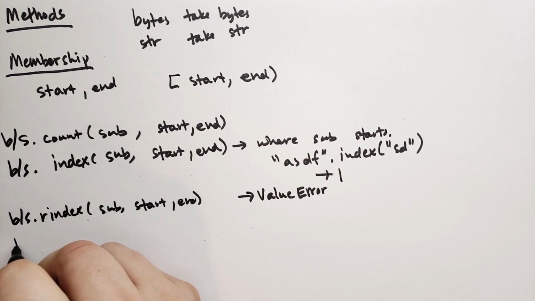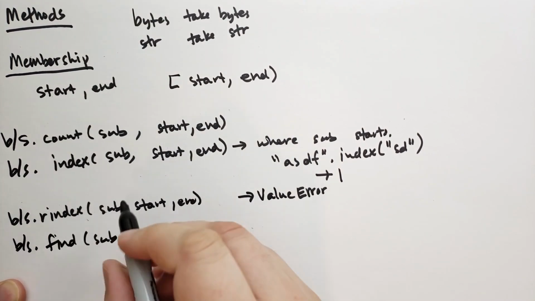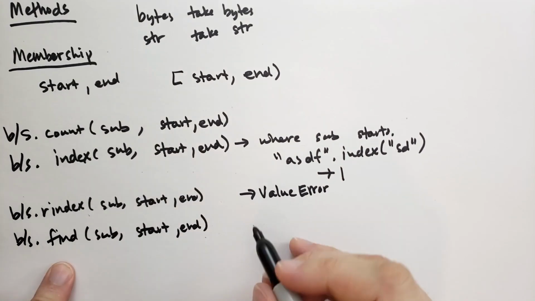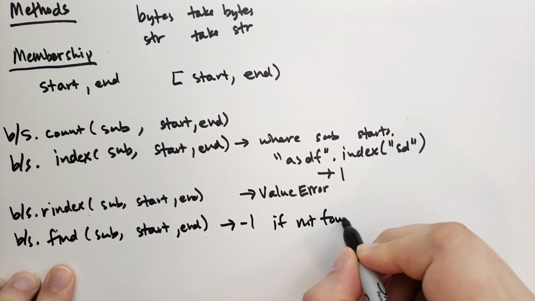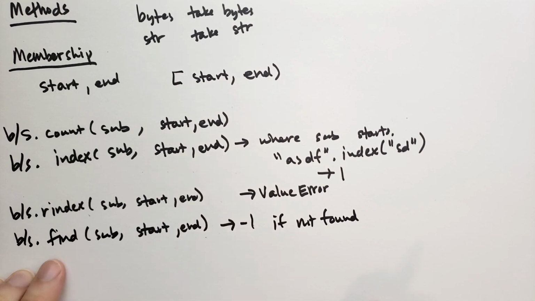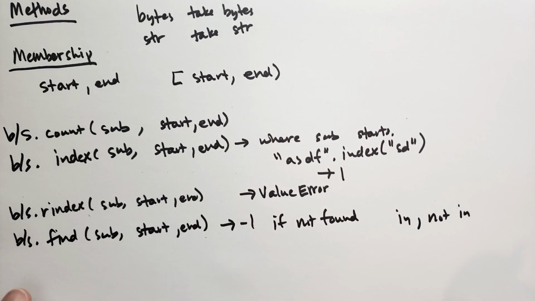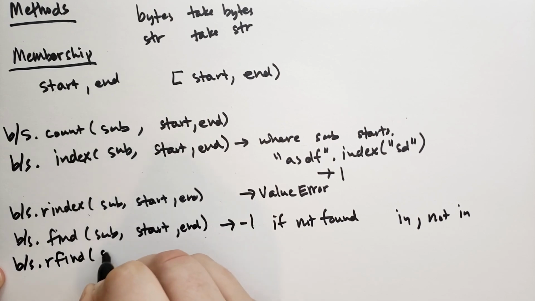There is also b/s find. You're looking for substring, start and end. The difference between find and index is this will return -1 if not found. It won't raise an exception. Some people use find to test to see if the substring is inside of the string, but that's really not proper. You should use in or not in instead. But if you really want to, you can go ahead and use this. Okay, there's also rfind as well, which does the same but goes from the right.